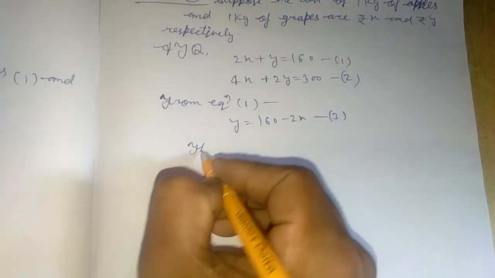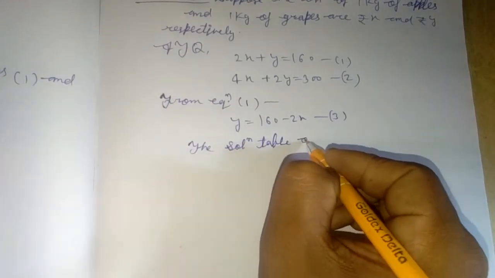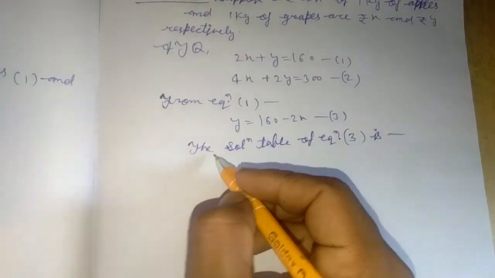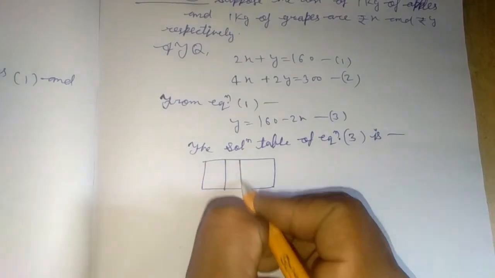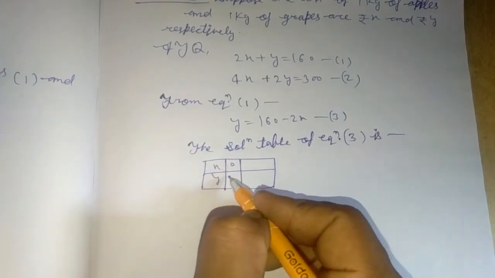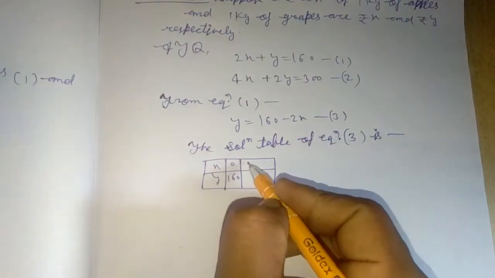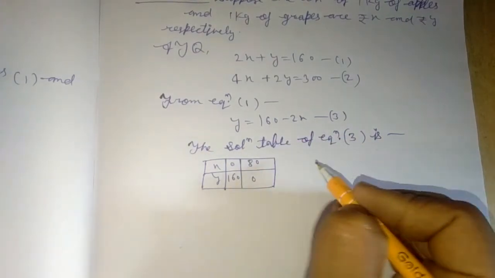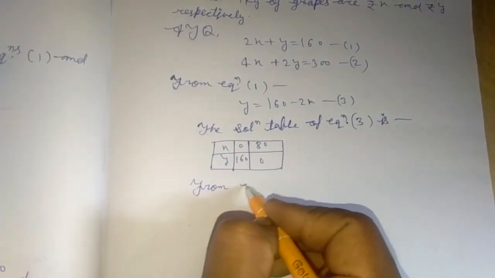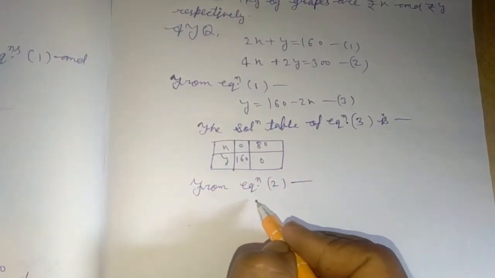So the solution table of equation 3 is: when we put x equal to 0, we get y equal to 160. When we put x equal to 80, we get y equal to 0. Again, from equation 2, we write y in terms of x.